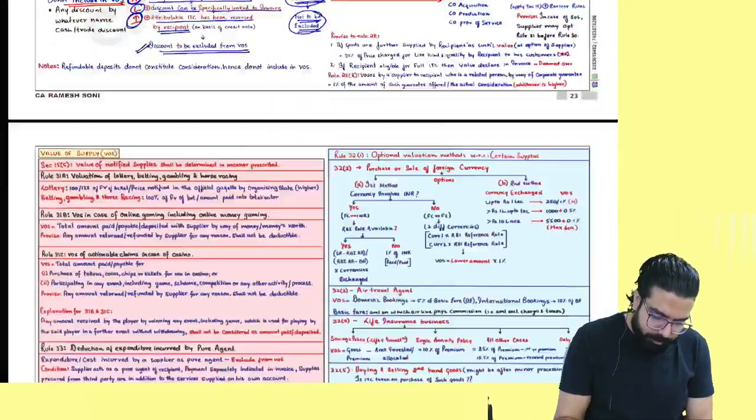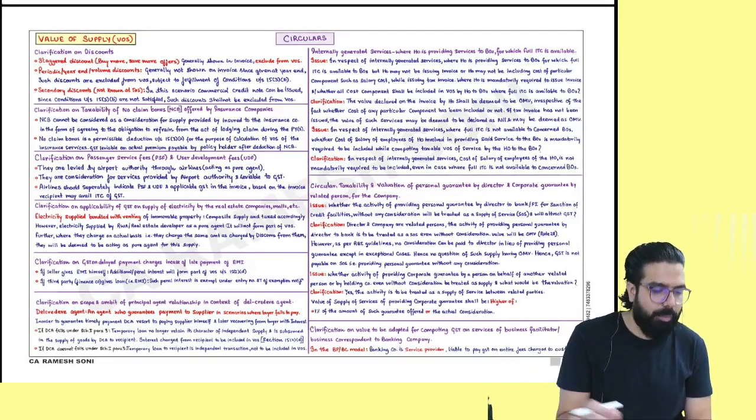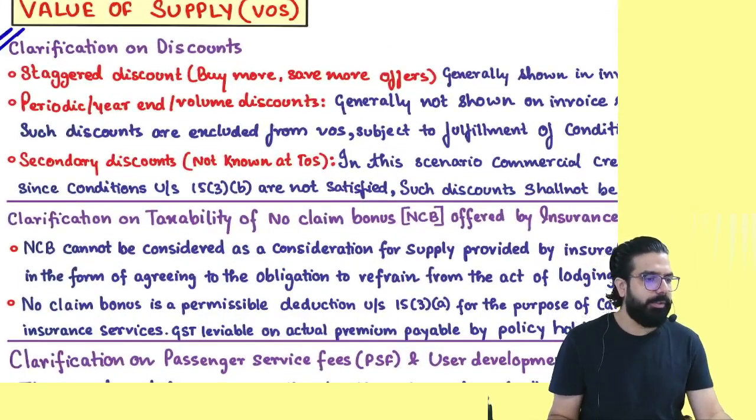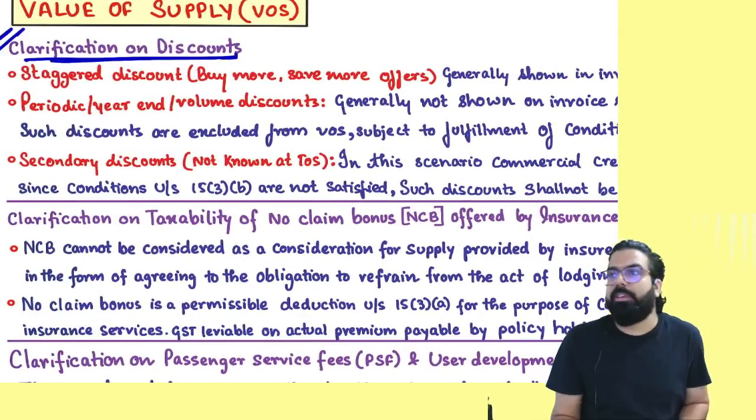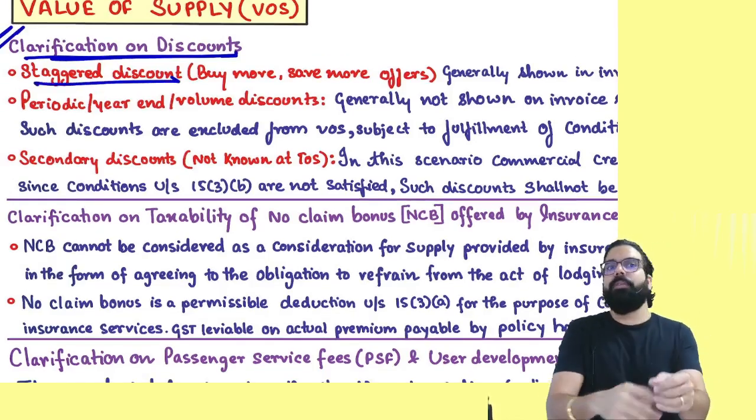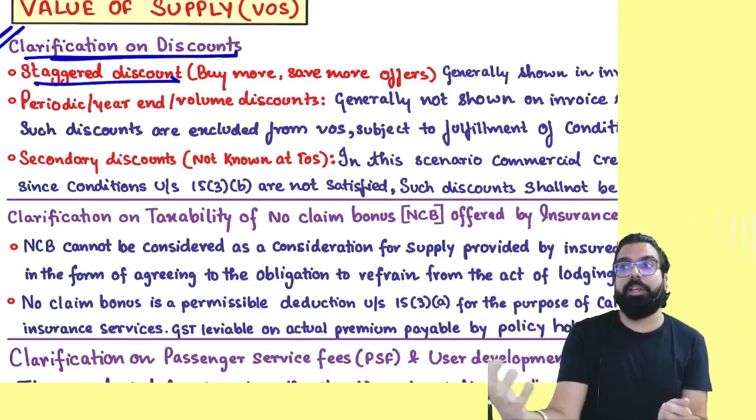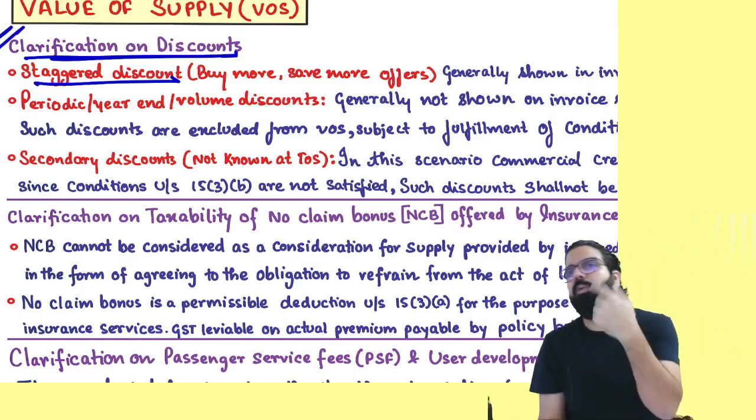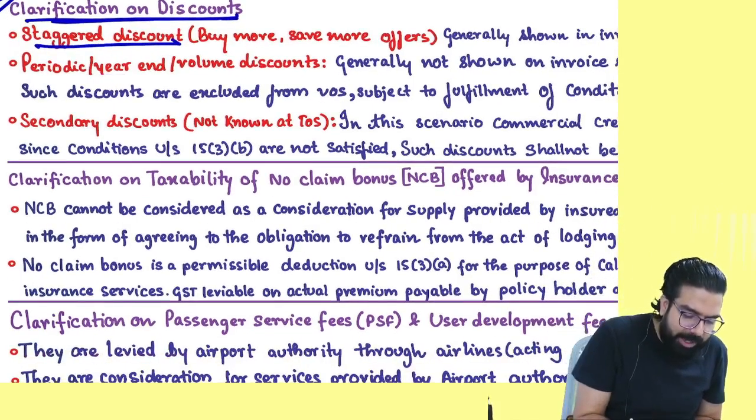There is one circular. Please come to page number 25, clarification on discount. Discounts are of three types. One is staggered discount: buy 10,000, get 10% discount; buy 20,000, get 20% discount. Will I record that 10% or 20% in the invoice? Yes. Hence, will this discount be excluded or included? Excluded. Secondly, periodic or year-end discount.